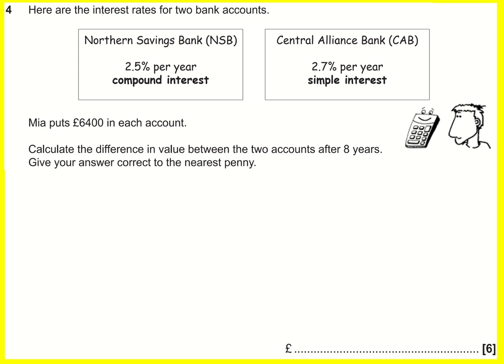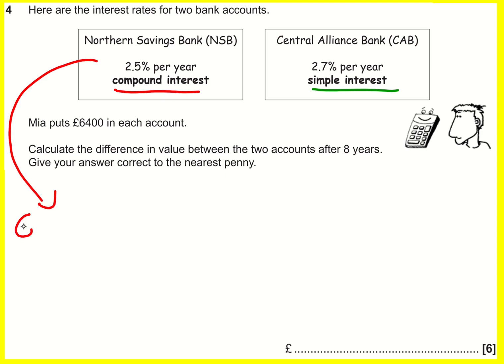So we're comparing two different types of interest here, compound interest and simple interest. Mia put 6,400 into each account. We want to calculate the difference in the values. So let's deal with Northern Savings first of all.